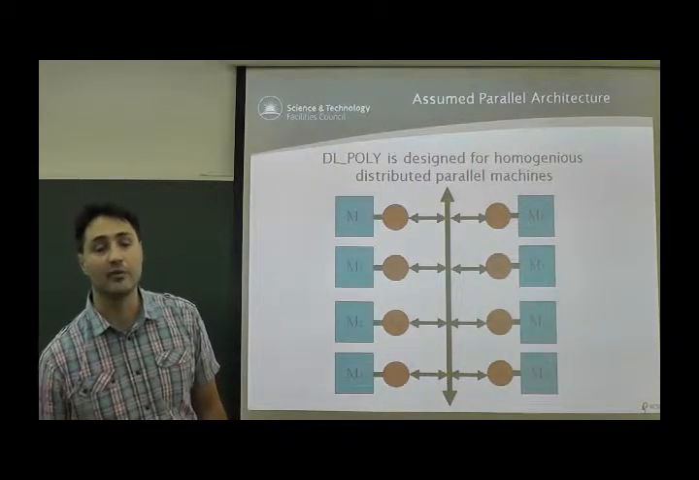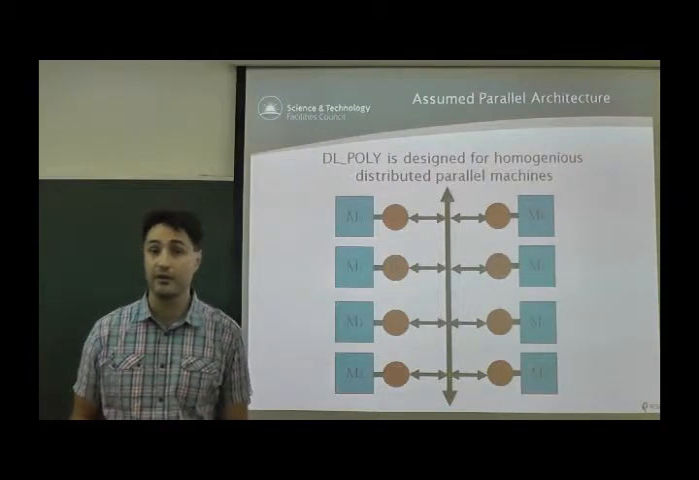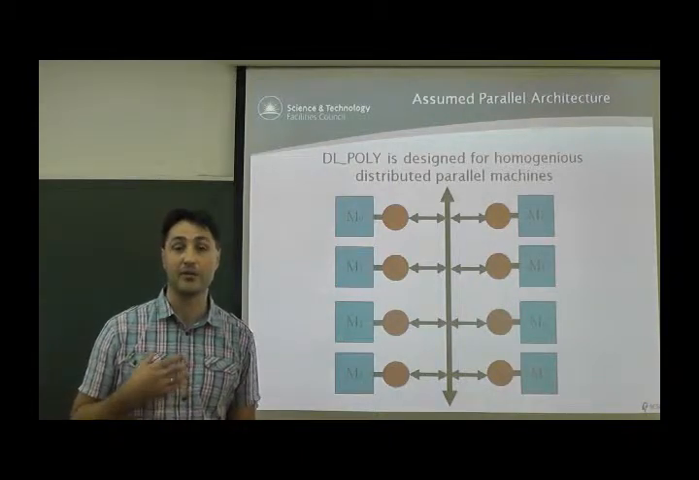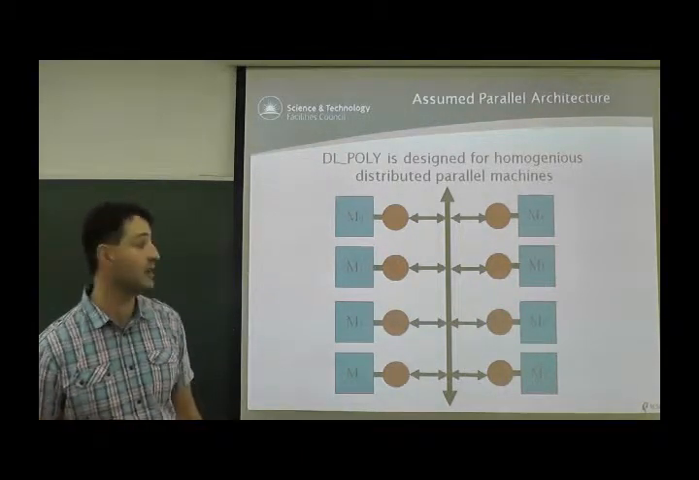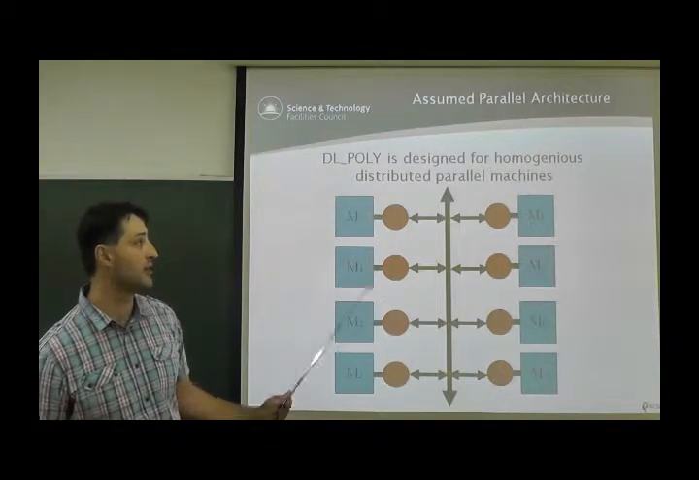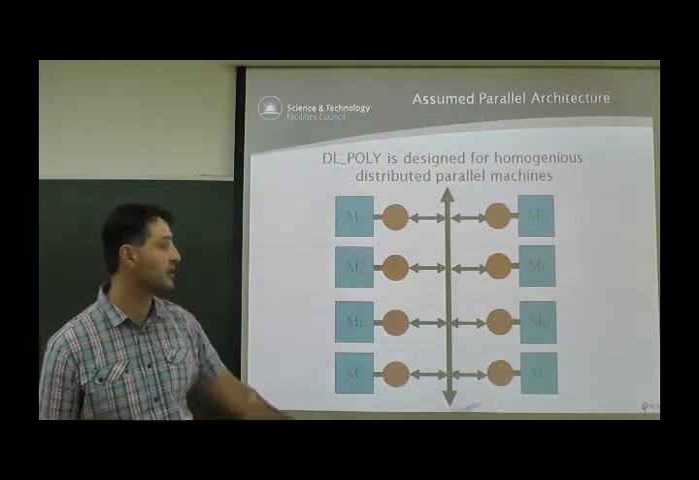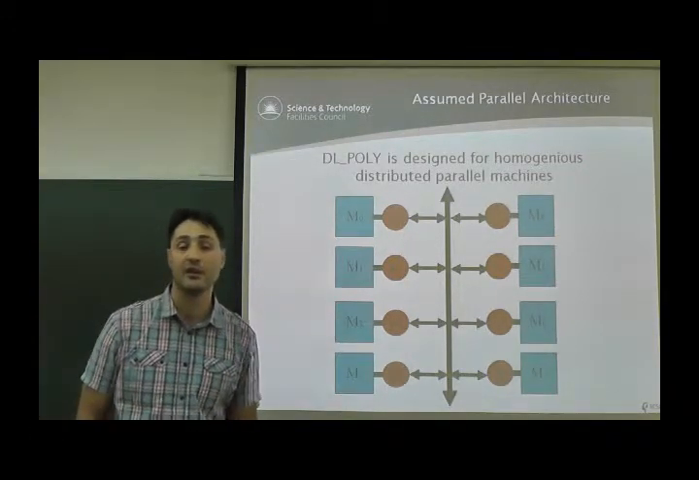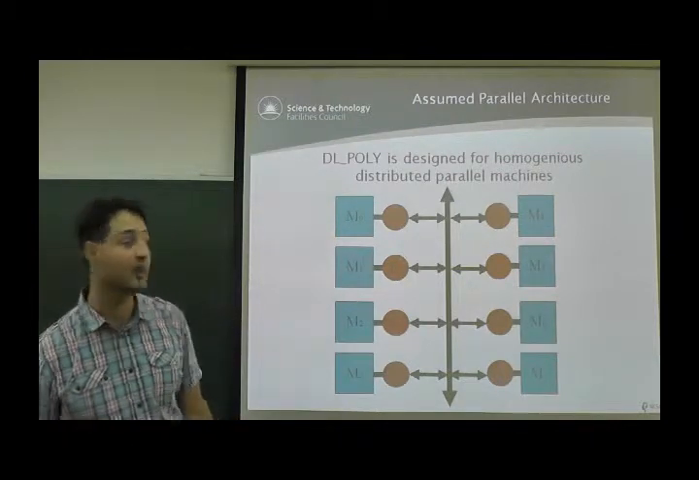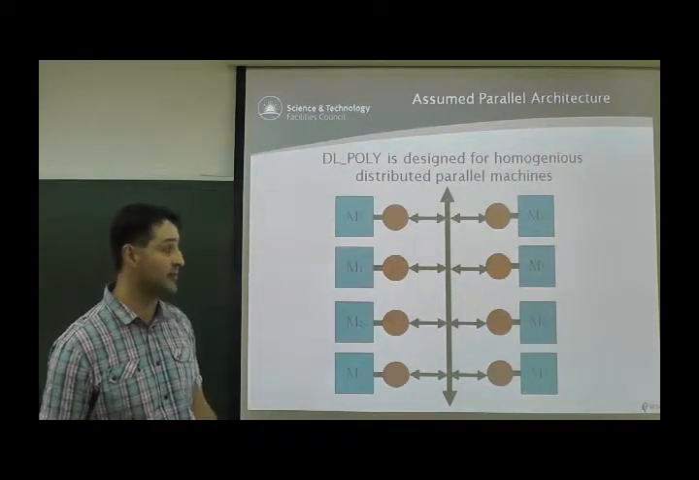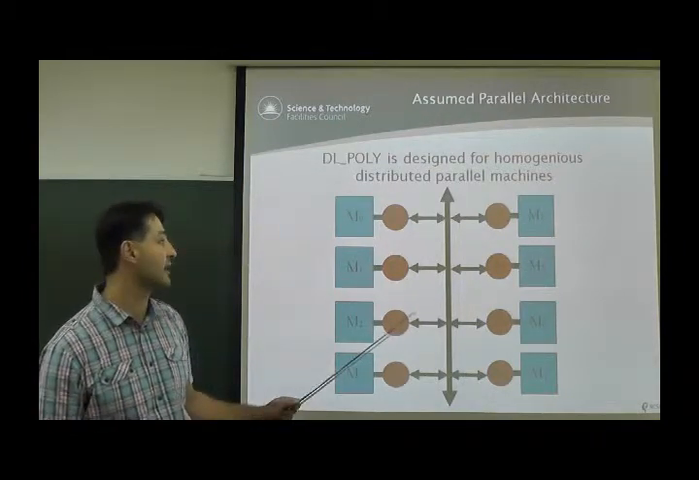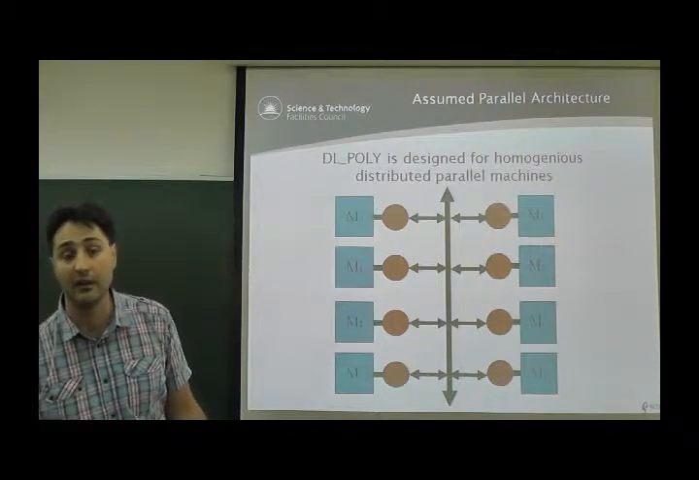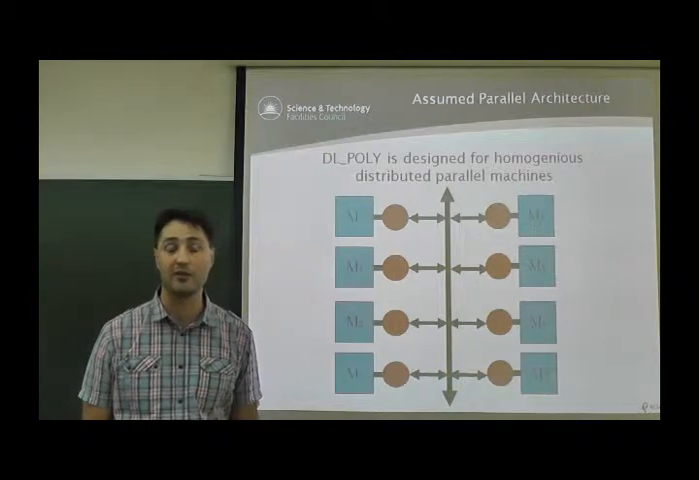The DL_POLY software, both DL_POLY Classic and DL_POLY 4, relies on a simple concept. Even though modern parallel computers are much more complicated than this simple scheme, we still rely on the concept that we have a congregation of processors, each of them having their own access to their own memory, and we presume that all processors have the same power and the same amount of memory, and they communicate between each other without any specific directionality. So DL_POLY is designed for homogeneous distributed parallel machines.